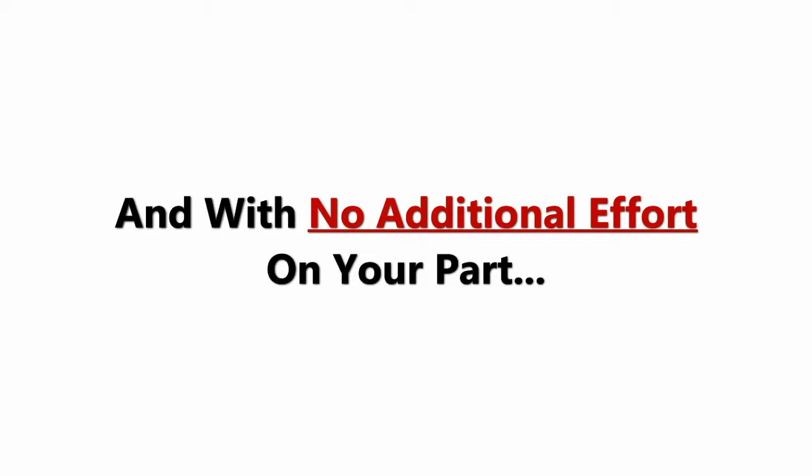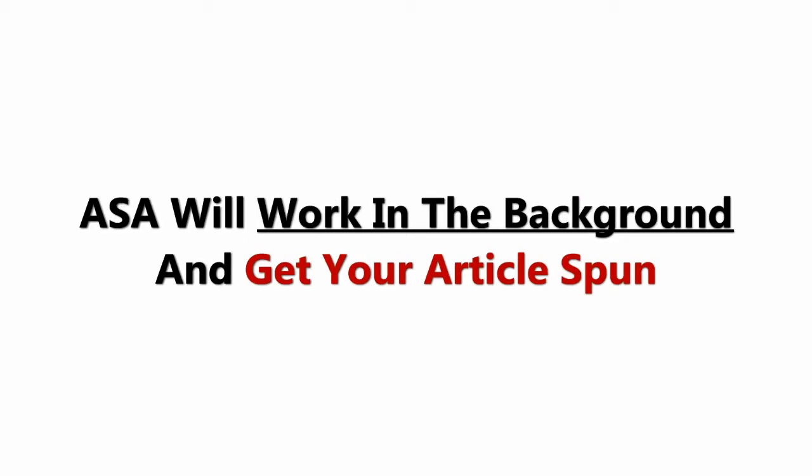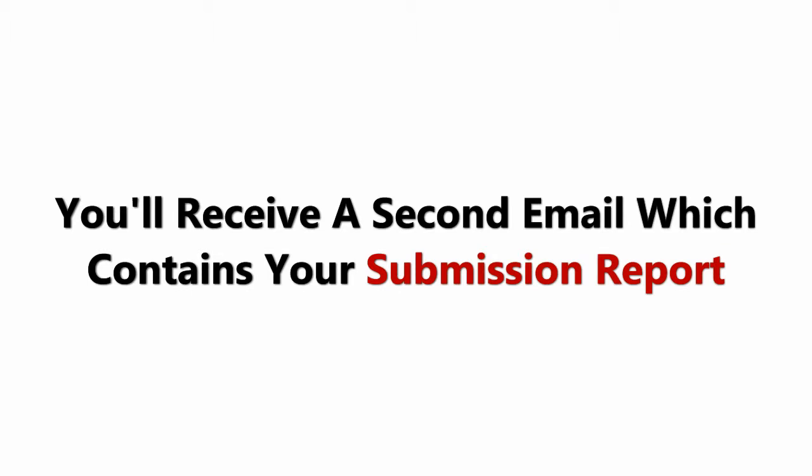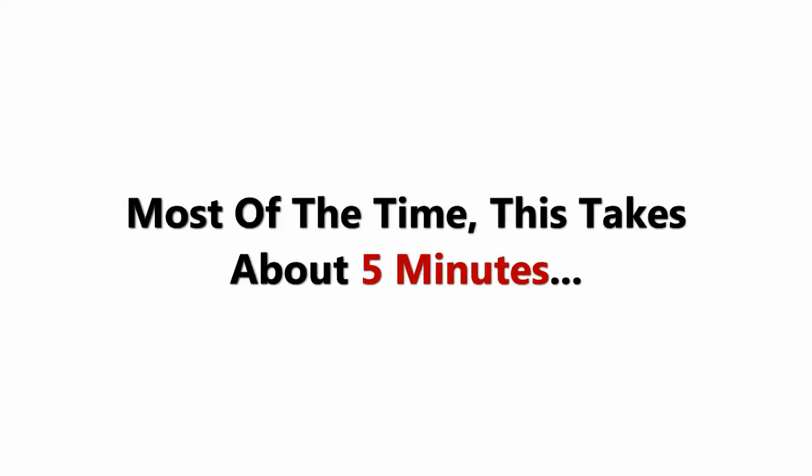And with no additional effort on your part, ASA will work in the background and get your article spun, that is if you have spinnable content in the first place, and get them distributed to directories and document sharing sites you have chosen. Once the distribution process is completed, you will receive a second email which contains your submission report. Most of the time, this takes about 5 minutes. So I'm going to pause the video for a while and we'll resume after we receive the submission report.